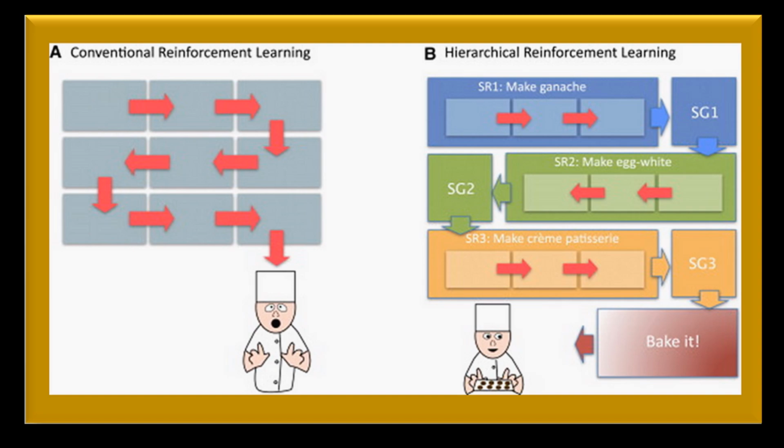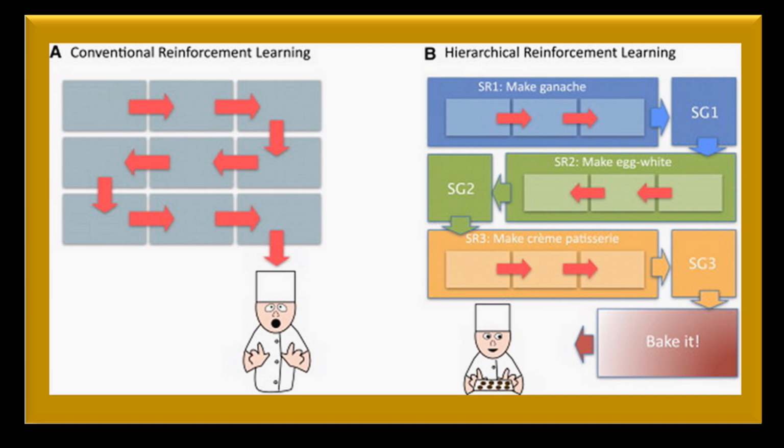Now, hierarchical reinforcement learning is a learning method that organizes tasks in a hierarchical structure, enabling an agent to learn complex behaviors by breaking them down into simpler subtasks. And this approach is particularly useful for sequential decision-making processes, such as robotics and game playing, where the agent must navigate through a sequence of actions to achieve a goal.